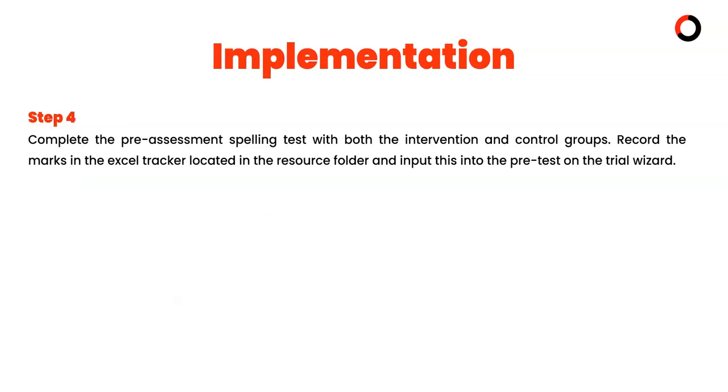Implementation. Step 4. Complete the pre-assessment spelling test with both the intervention and control groups. Record the marks in your Excel tracker, it's located in the resource folder, and then input this data into the pre-test on the trial wizard. As you're handling class data, it's advisable if you have a second teacher to read out the scores while you input these into the platform. It will speed up the process.